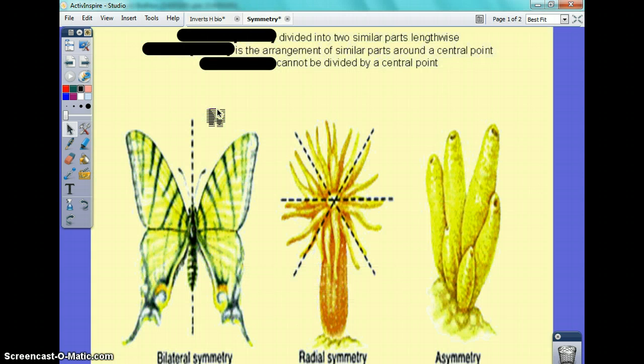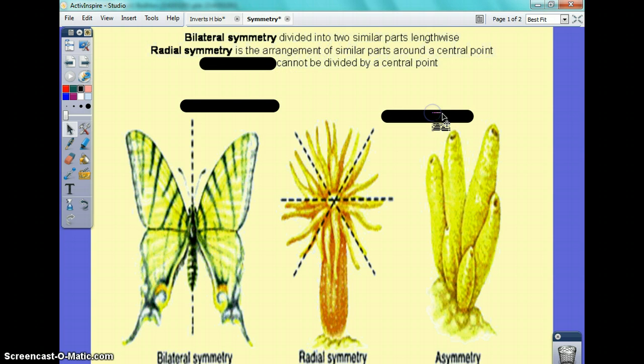So we've got 3 kinds of symmetry. Anybody know what they are? Well, really, we have 2 kinds, and bilateral is the first one. It's basically you look at something and you could cut it down the middle and you have a perfect 2 sides. Radial, that's actually all the way in the bottom of your notes. And the last one? What do you call something that has no symmetry? There you go.